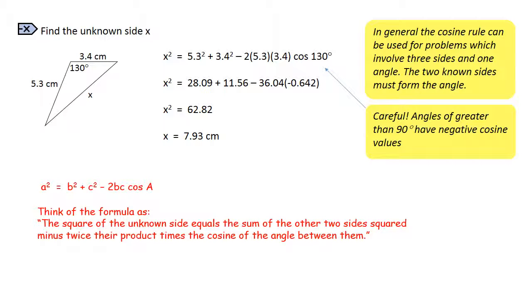Looking at the diagram, the unknown side squared is equal to the sum of the other two sides squared minus twice their product times the cosine of the angle in between them. That is x squared equals 5.3 squared plus 3.4 squared minus 2 times 5.3 times 3.4 times the cos of 130. Now once you've got that written down, it's just a matter of a bit of arithmetic and calculator work. There's another worked example presented here, but we're going to come back to that later and skip straight down to some questions which we can do together.